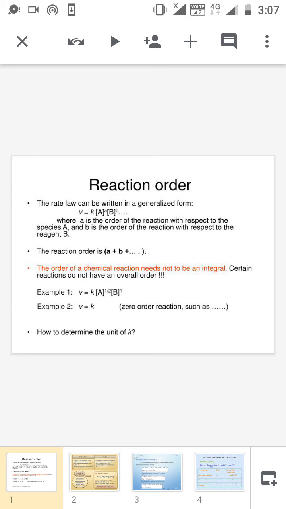The second example is the rate of a reaction, here represented by V. V is equal to only K. Here there is no concentration term. That means the order of the chemical reaction is 0. So the order may be 0, fractional, or integer, etc. Then how will you determine the K value, the rate constant? Rate constant determination we will discuss at the end of the class.